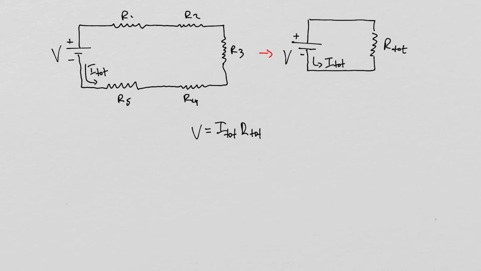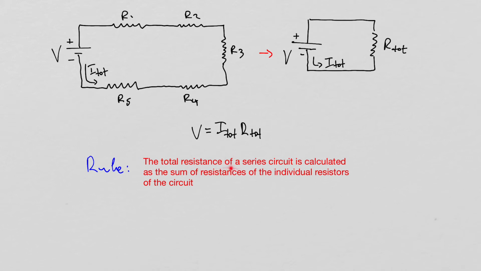So that is our third rule for series circuits. The rule reads that the total resistance of a series circuit is calculated as the sum of resistances of the individual resistors of the circuit. Or in other words, R total is equal to R1 plus R2 plus R3 plus R4 plus R5, and this is for our specific circuit. If there are more resistors, you just keep on adding them like that. If there are fewer resistors, you just add the resistances of the resistors present in the circuit.